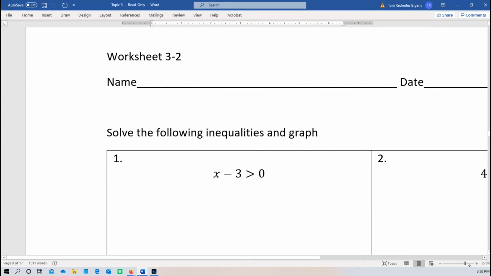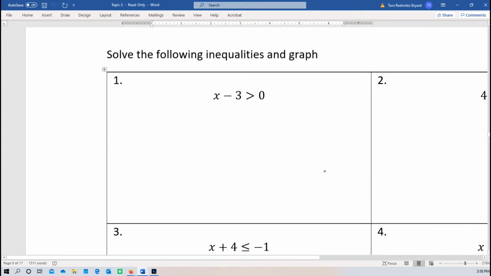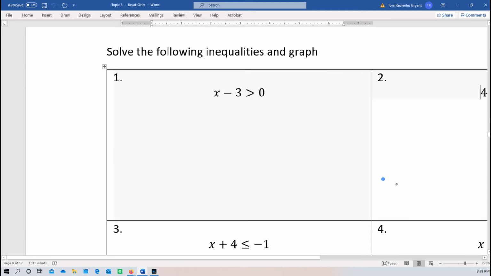Right, this video is for Discovering Pre-Algebra, Part 4, on outschool.com, and this is worksheet 3-2. In this worksheet we're going to do some inequalities, okay?